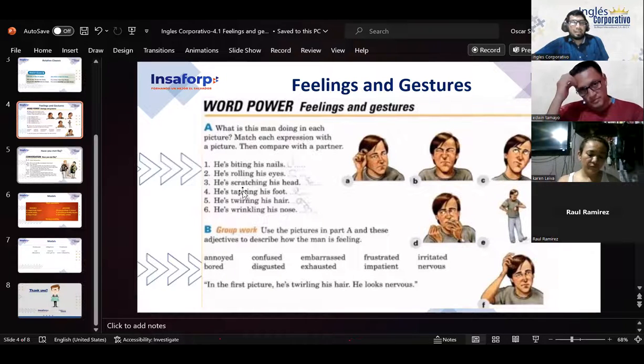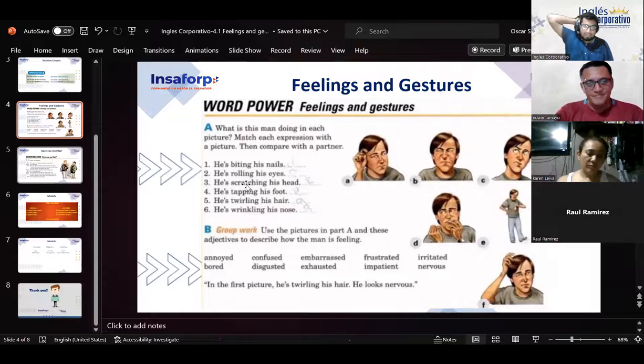Now, scratching your head. This is something that I would do probably in a boring situation or when you're confused, you know, scratching your head. I don't know who else has the practice. In my case, I do tend to do it. I tend to scratch my hair quite often.